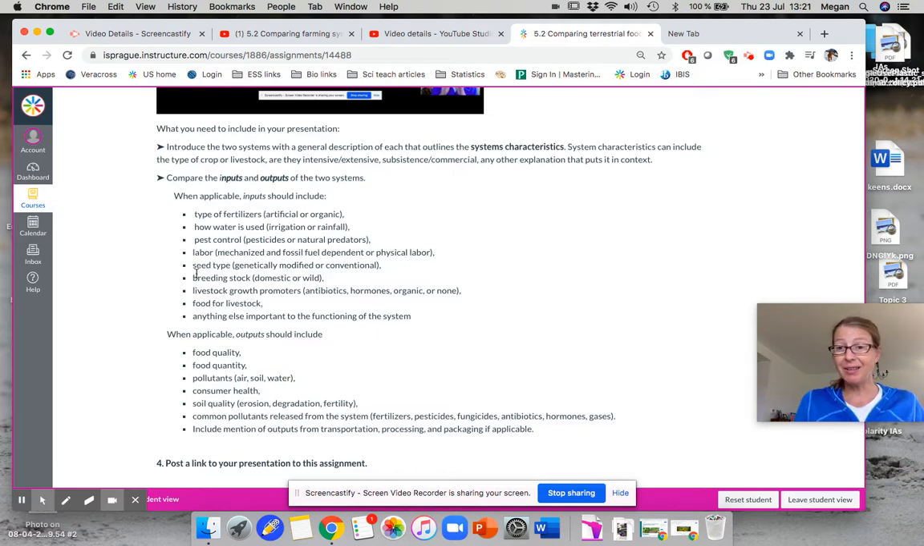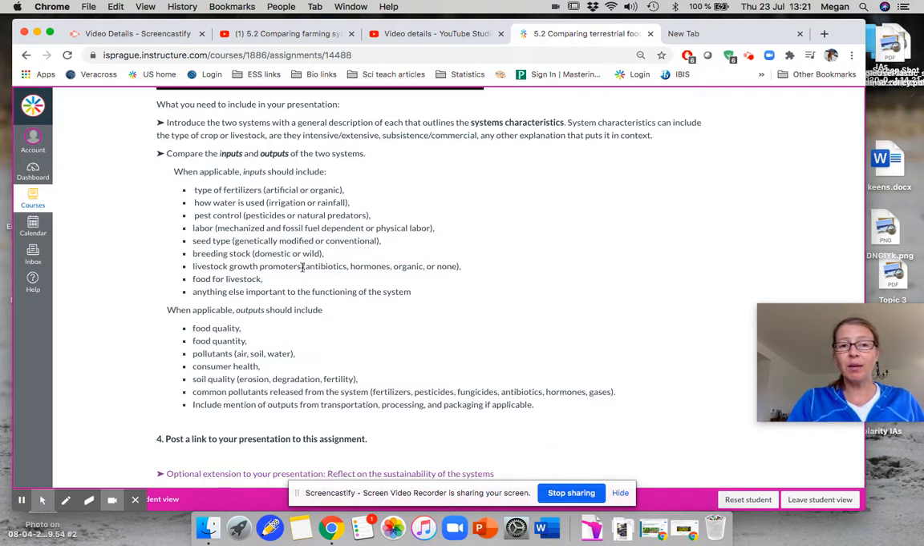What types of seeds? Are there genetically modified seeds? If it's an animal, what type of breeding stock is it? Are they domestic? Is it wild? Do they hunt them to bring them in? If you have livestock and keep them together, are you using antibiotics, hormones, organic, or none? What do you have to do to feed them, right? Anything else important? So here are some possible inputs.